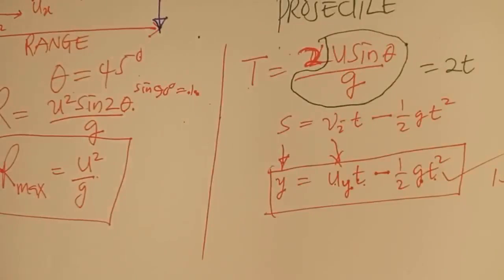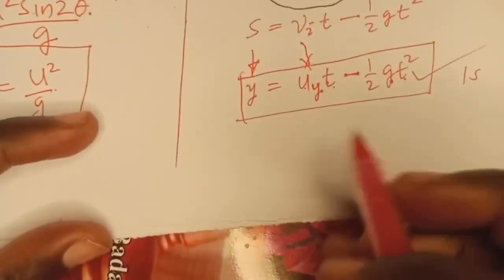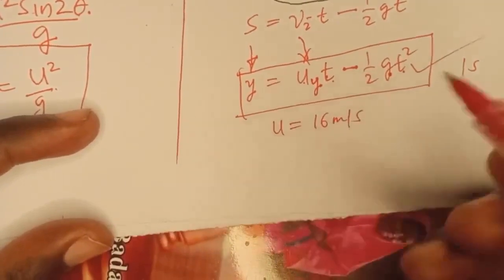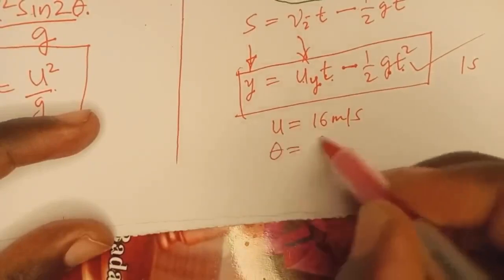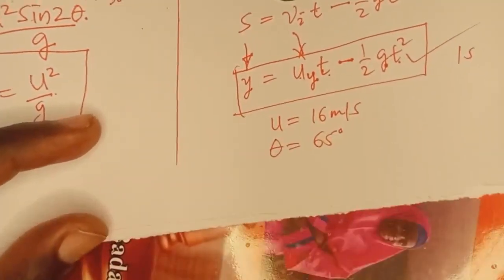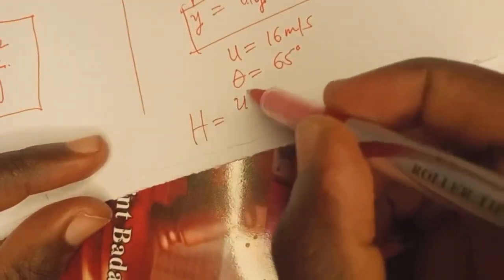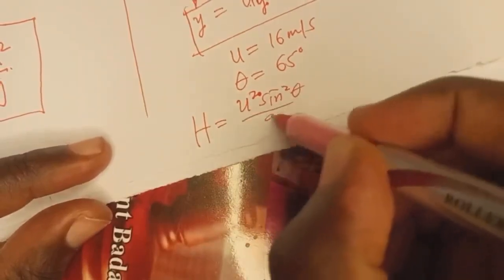Another thing is, if I have a ball and this ball is kicked with an initial velocity u, and this u is 16 meters per second, then the ball makes an angle, and this angle is 65 degrees with the horizontal. The question is, how can I obtain the maximum height? It means you have to memorize the formula for the maximum height. It says maximum height is equal to u squared sine square theta over 2g. There is a 2 here, I'm sorry.